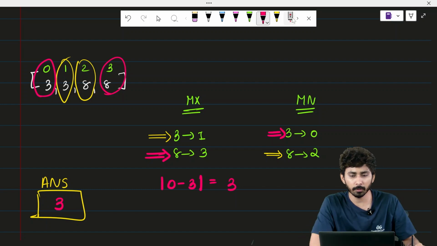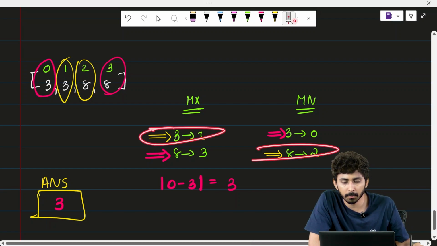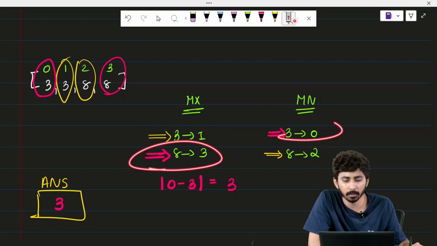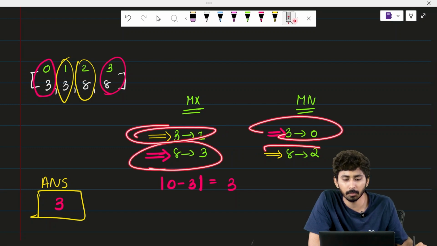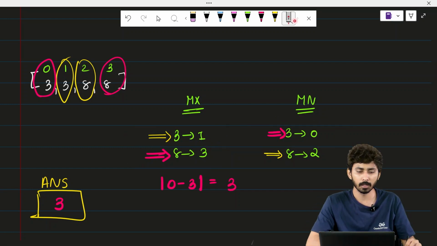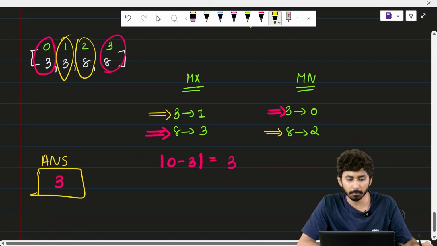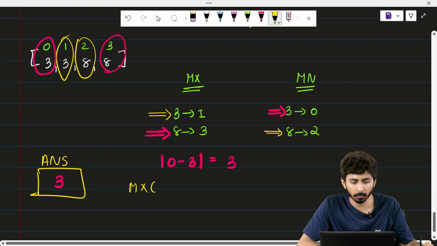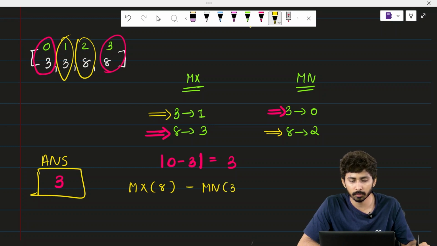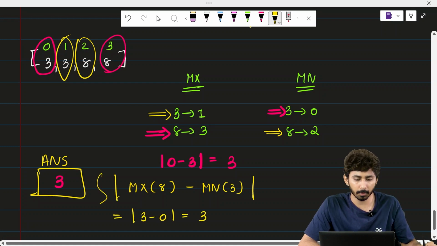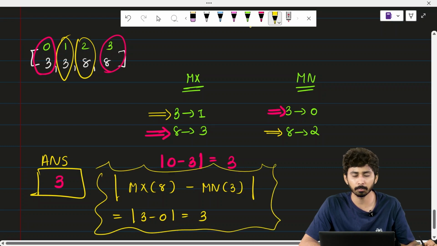So here you found out that the pair maximum of 3 and minimum of 3 does not give you a maximum answer. Then why are you taking these things? Like why are you keeping track of maximum of 3 and minimum of 8? So let me tell you, see what about this kind of test case? Here you got the maximum answer when you had maximum of 8 minus minimum index of 3 and you took the modulo of it, and what did you get? You get 3 minus 0, that is 3. So remember this thing, you got the answer over here in this manner.